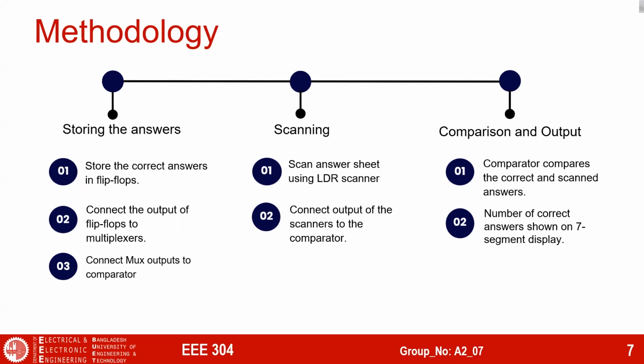Secondly comes the scanning part. We have to scan the answer sheet manually through the LDR scanner and then connect the output of the scanners to the comparator. And last, the comparison output part. Comparison compares the correct and scanned answers that it has received respectively from the storing part and scanning part. And lastly, the number of correct answers is shown on a 7-segment display.